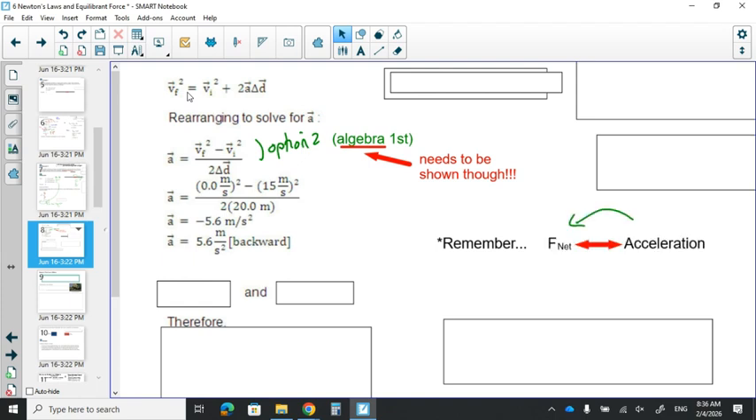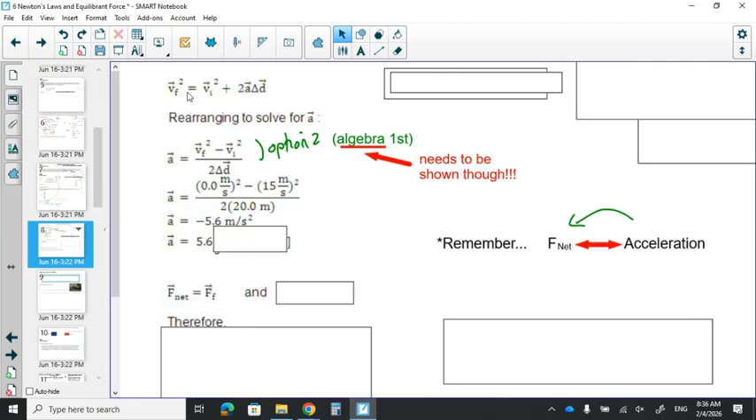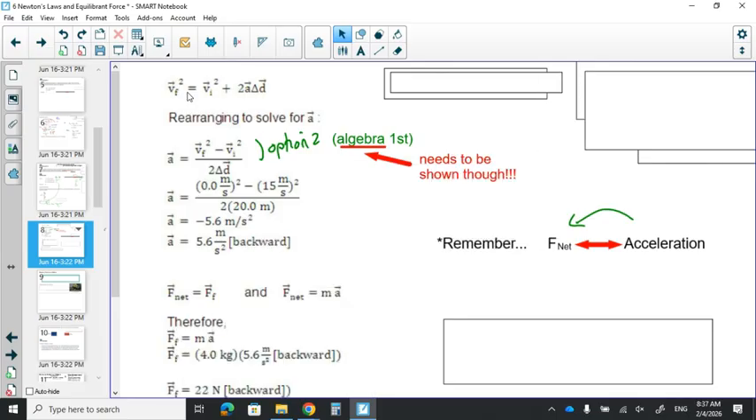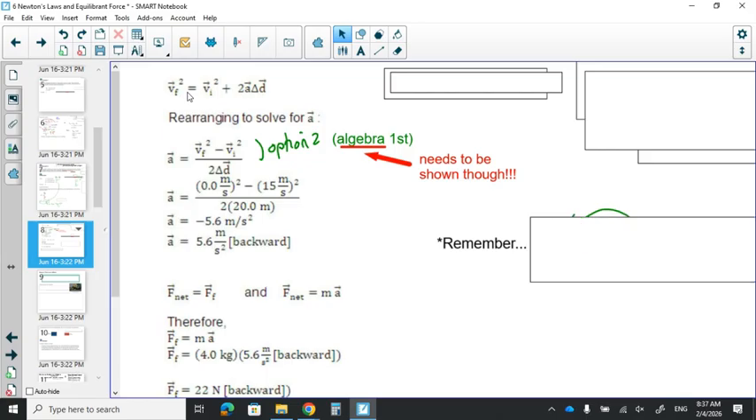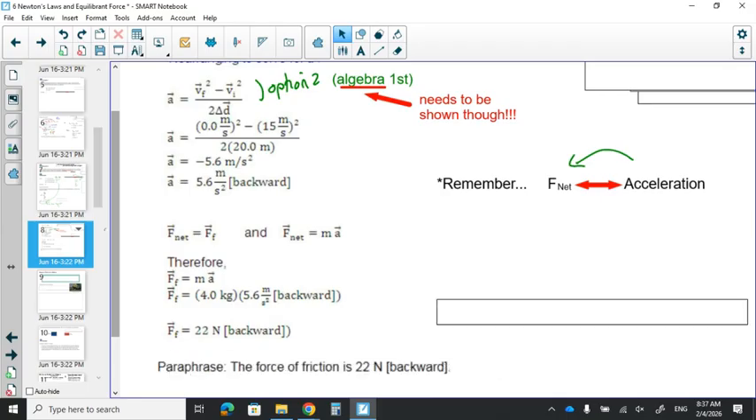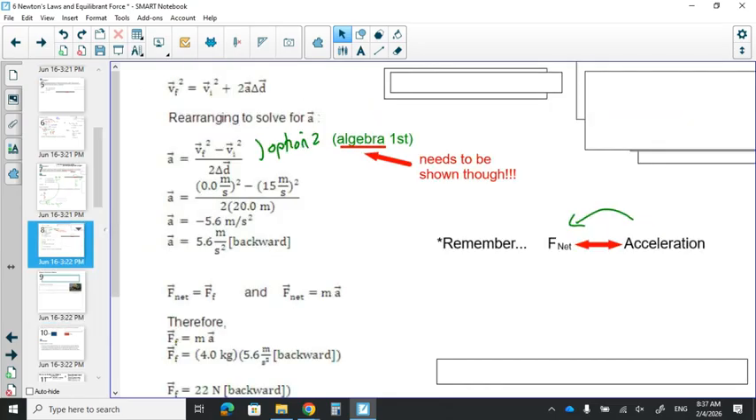So we get that acceleration, then of course acceleration gives the net force, right? So F net equals the force of friction, and F net equals ma, and so on, and you end up getting your friction force being 22 newtons backwards. And therefore paraphrase and so on, right? Oh, great. My preference probably would have been just to plug numbers in, right? We have the 15 and the 0 and the plus 2a delta d, whatever that displacement was, 20, and so on, and then just algebra solve for a.